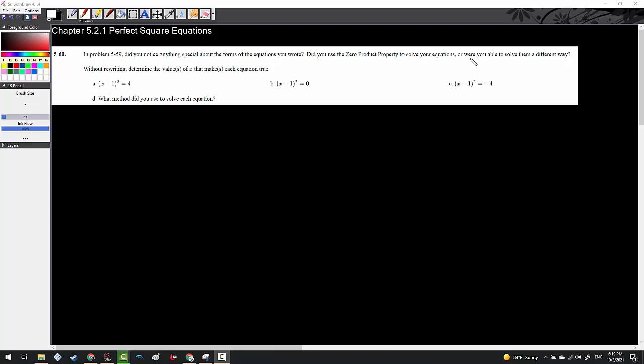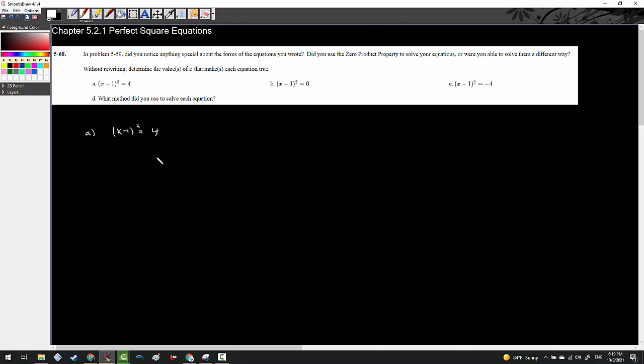In today's episode, we will be discussing Chapter 5.2.1, which is perfect square equations. They do reference 5-59, which is kind of an intro to this type of thing, but we've actually been introduced to this in a different way, and I'd like to call on that way because I think it will make more sense to you. In Part A, we're being asked to solve the equation (x - 1)^2 = 4.